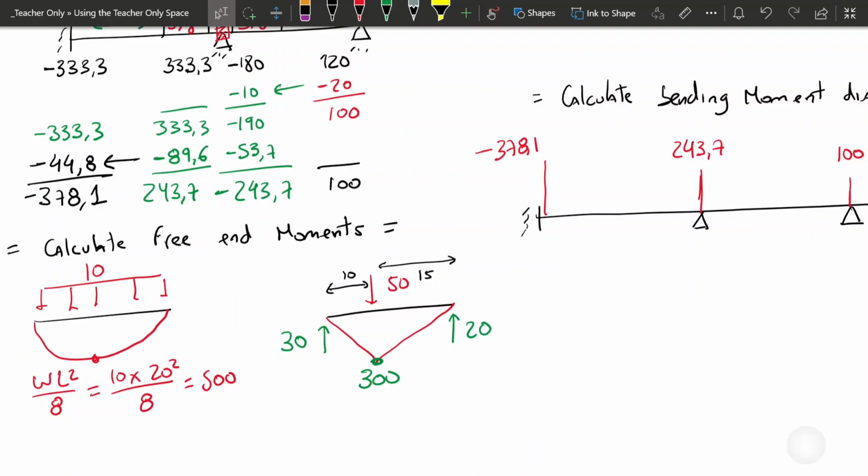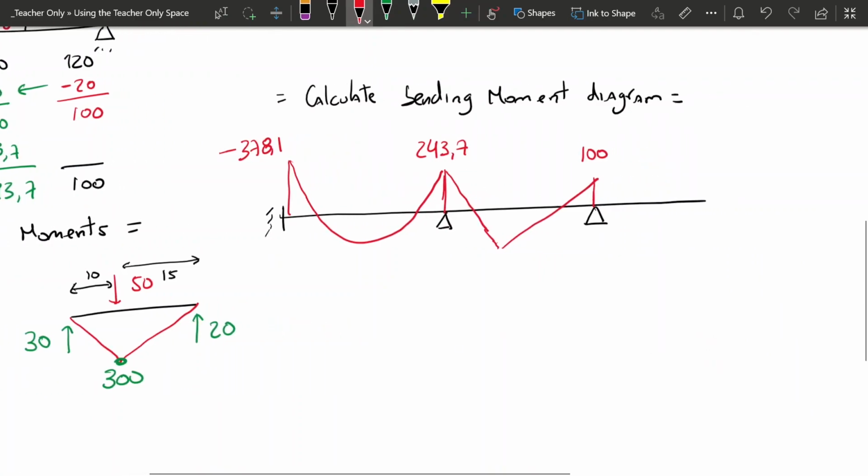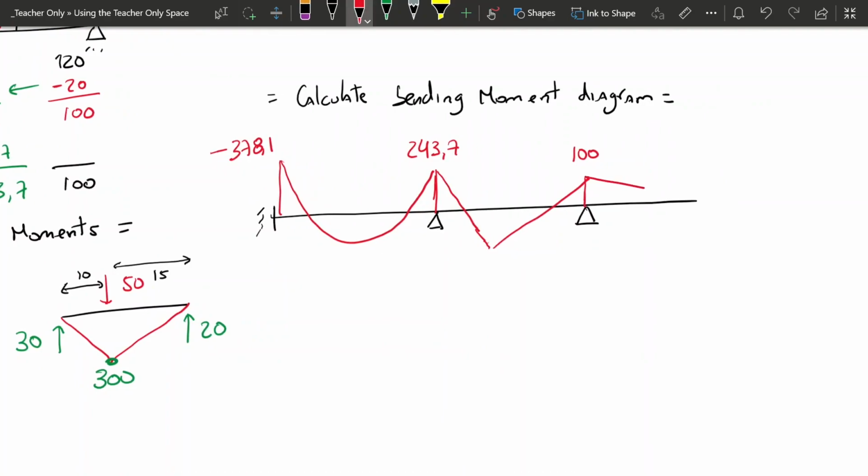So now we add a parabola for this part of the structure, and then we add a triangle here, again 10 meters to the left, 15 to the right, so something that looks like this. And then the last part we can connect straight down to 0 because it's the end of our structure. So this part is negative, this is negative as well, and this as well. And now the only thing we need to do is to define those positive moments.